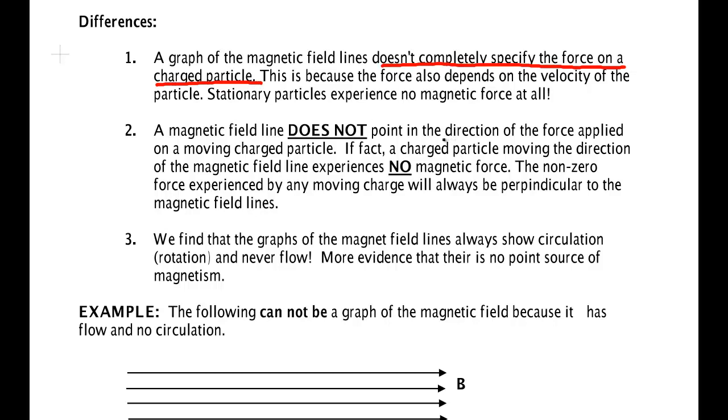The magnetic field line doesn't point in the direction of the force applied. We talked about this previously. It points in the direction in which there's no force, so that's obviously different.